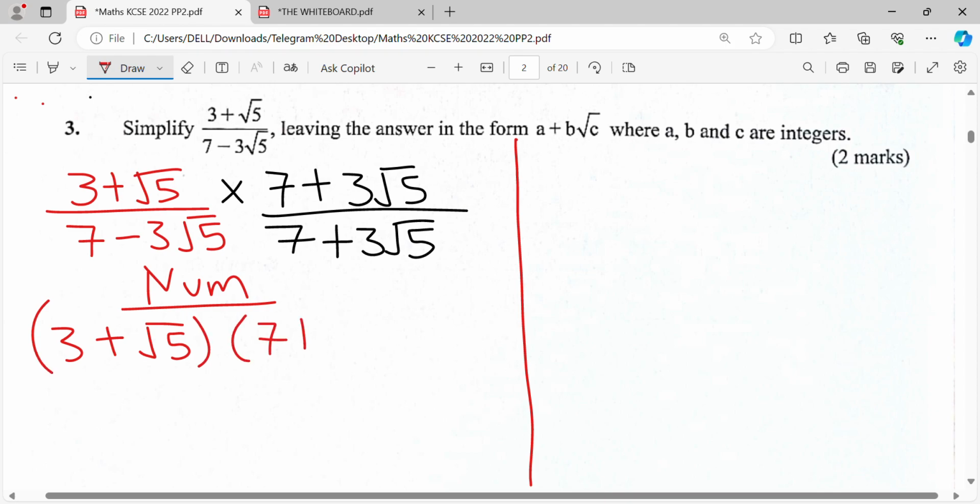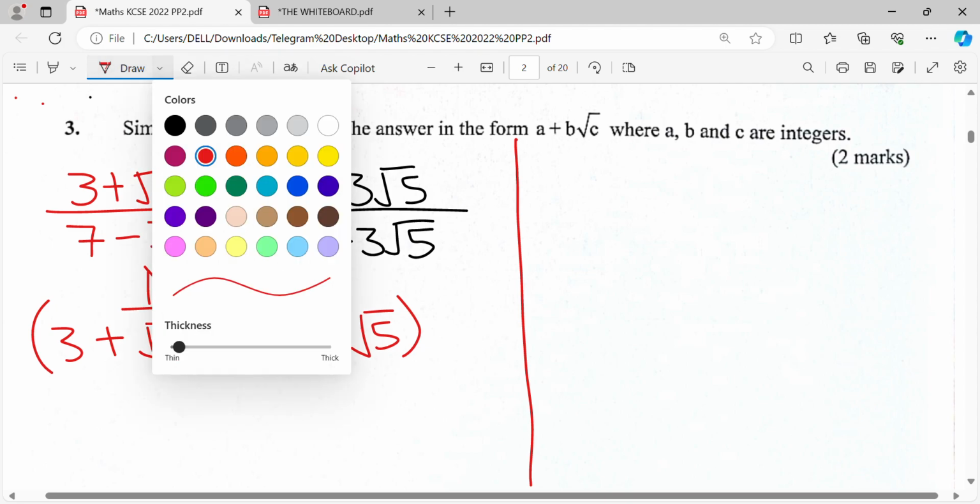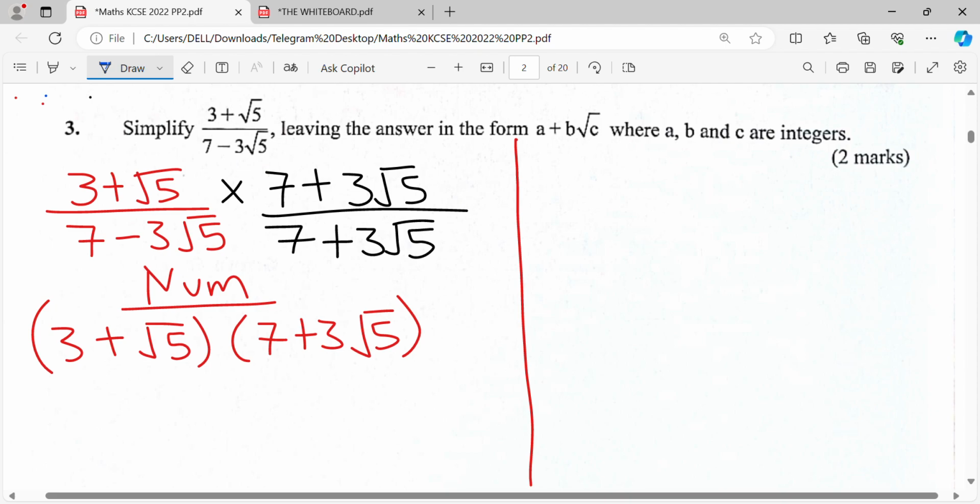So let's start with the numerator. NUM is the short abbreviation for numerator. The numerator is the one on the upper side. So in the numerator we have 3 plus root 5, into the other one, which is 7 plus 3 root 5. So we are going to multiply them. What you need to do is, the 3 we multiply by everything that is on our right hand side.